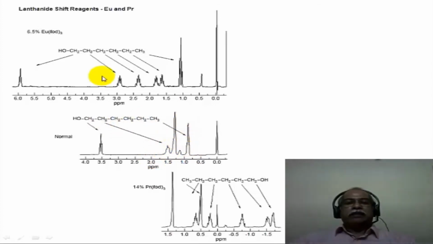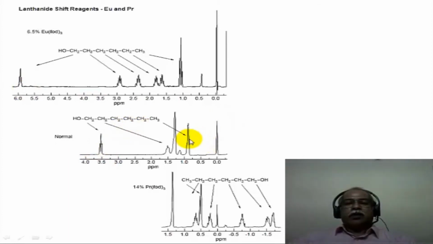When shift reagent is added, about 6.5% of europium FOD3. FOD3 is one of the beta ketonate ligands. The europium complex, when it is added, complexes to the oxygen, and you can see here the shift of the hydrogen of the CH2OH from 3.5 ppm to about 6 ppm. This is the induced shift that we are talking about, delta, and this can be expressed in Hertz if you know the spectrometer frequency of the spectrum that is being recorded.